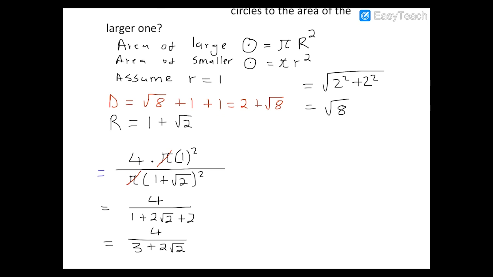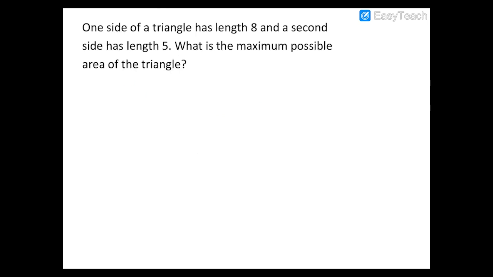Okay, this question says one side of a triangle has a length 8 and the second side has a length 5. What is the maximum possible area of the triangle? Now, this question requires you to know the area rule. Some of you might be familiar with the area rule, but if you're not, that's okay. I'm just quickly going to explain it.